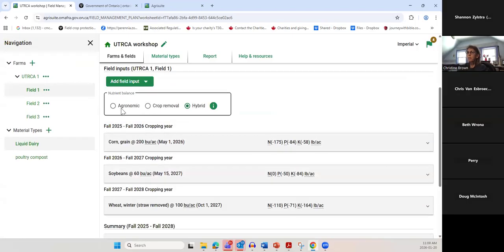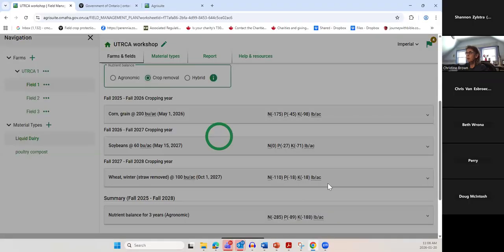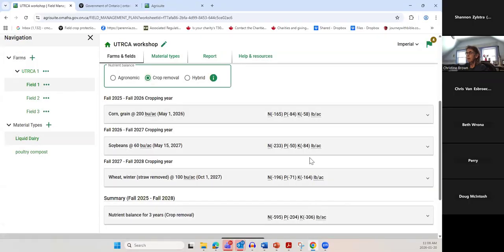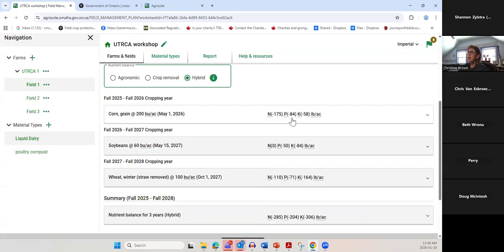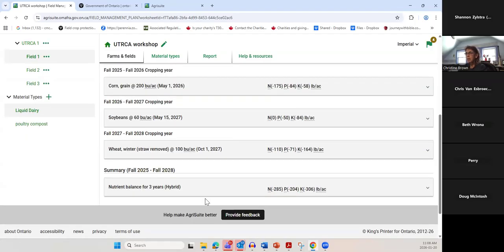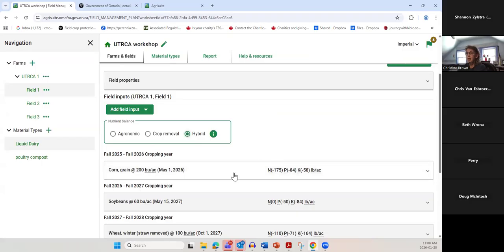Now, if I went to agronomic, that balance would be quite a bit different. And if I go to crop removal, the reason I don't like crop removal totally is because it says the soybeans are removing 233 pounds of nitrogen, and that's actually not the case. They're really not removing any. So the hybrid takes the recommendations versus the removal into account. That's the one I like best. When it comes to the report, it's going to show both the agronomic and the crop removal. We'll get to that later.